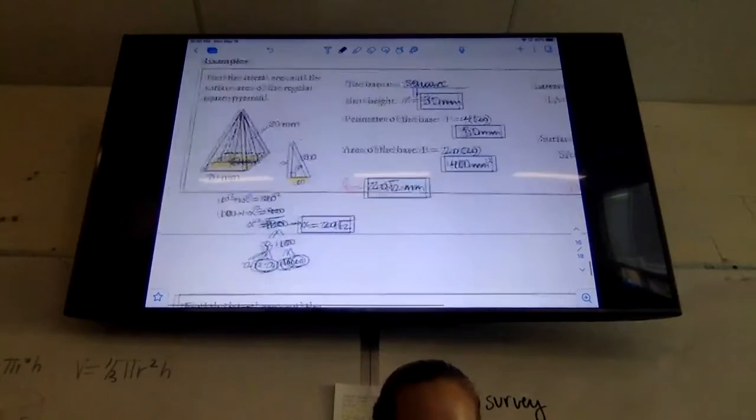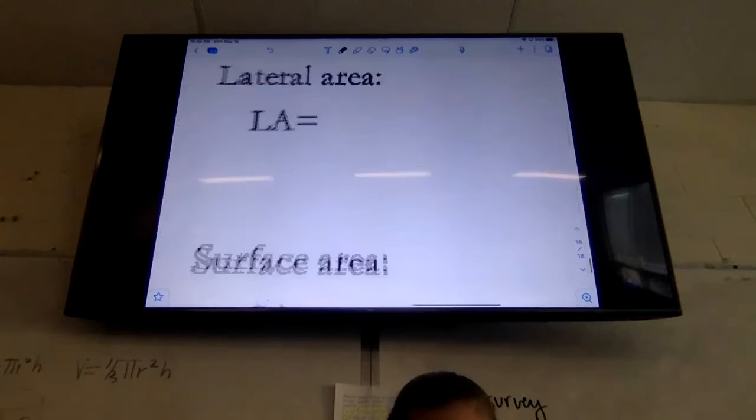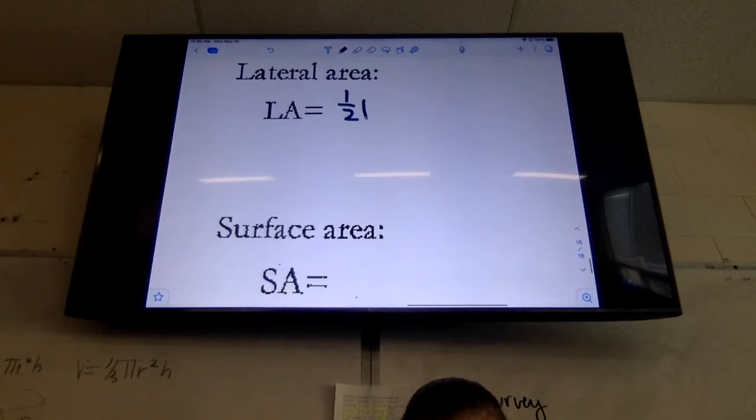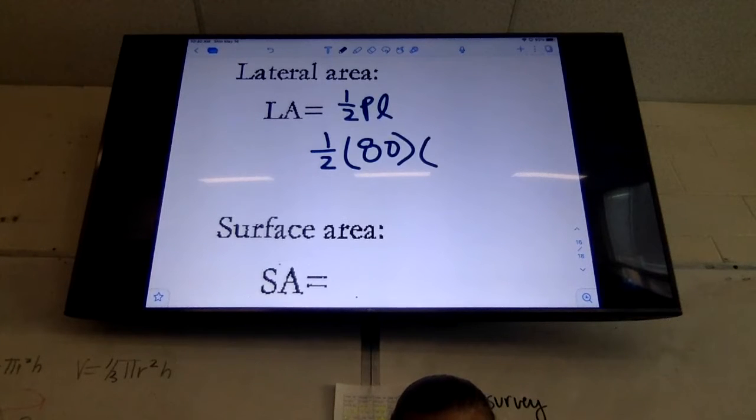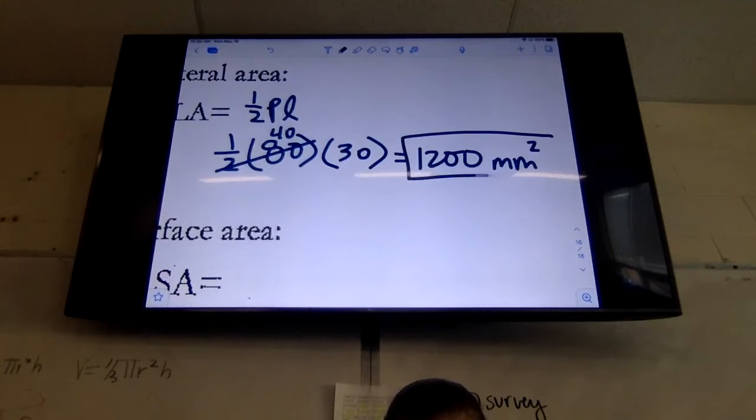All right, now that I have L and P and B and H, we can find all the pieces, right? Did anyone have a question before I go find all those? All right, LA, remember that is going to be 1/2 P times L. So I'm going to do 1/2. What's my P? Good. Times my L, 30. Good. And you can do that in the calculator. I know 1/2 of 80 is 40, and 40 times 30 is going to be 1,200, I think. And that's millimeters squared.